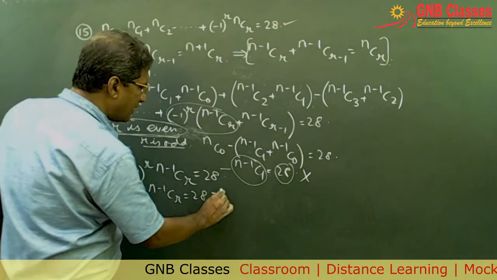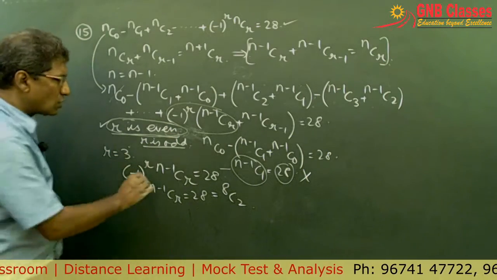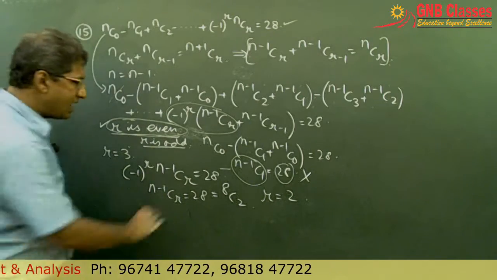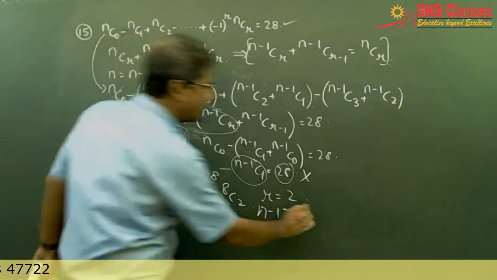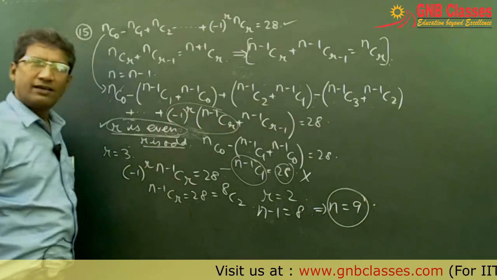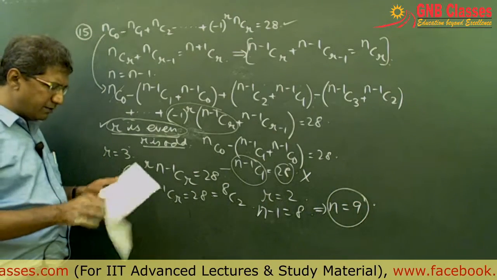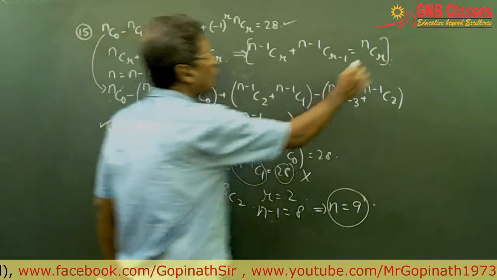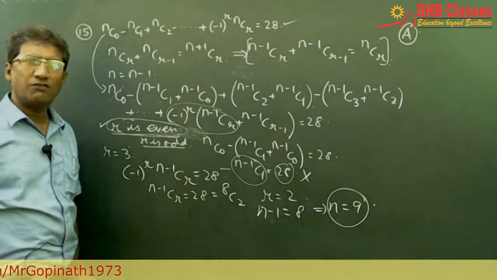Now 28 is nothing but 8C2. So what we can write here, r is nothing but 2, and n minus 1 will be equal to 8. That implies n is nothing but 9. Have you understood this problem? n is nothing but 9. Therefore, option A is correct for question number 15. Have you understood it?